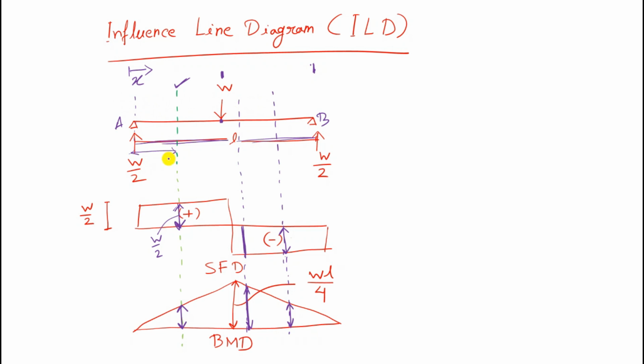We can vary the position of the section and we can get different values of the shear force and bending moment diagram for this particular application of load W at the midpoint. The position of load is fixed, and the position of section is not fixed. Now for the influence line diagram, the case is totally opposite.